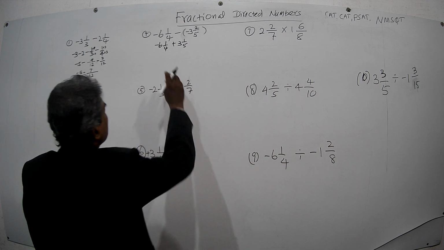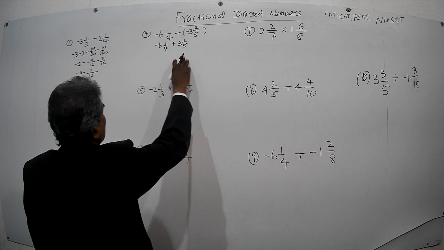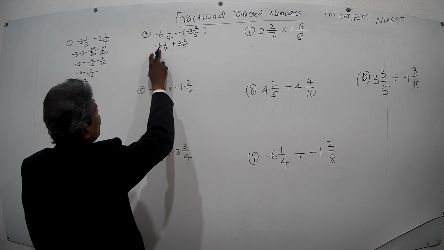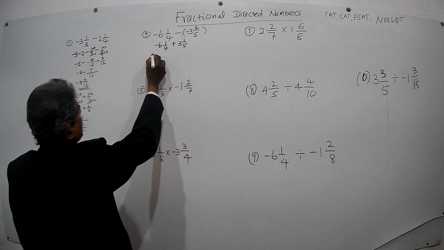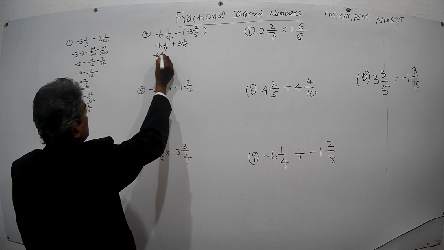Now go to the next one. This is again the same thing. There's the whole number part here, then I write this whole number part minus 6 plus 3.